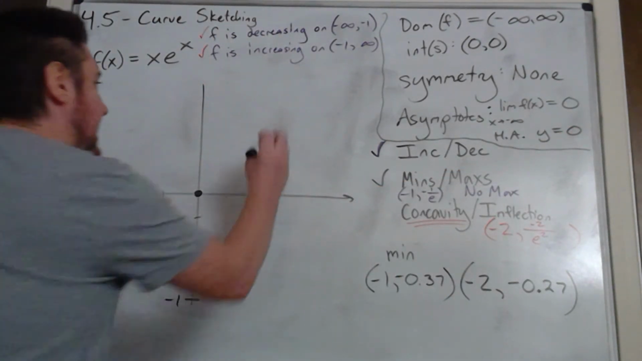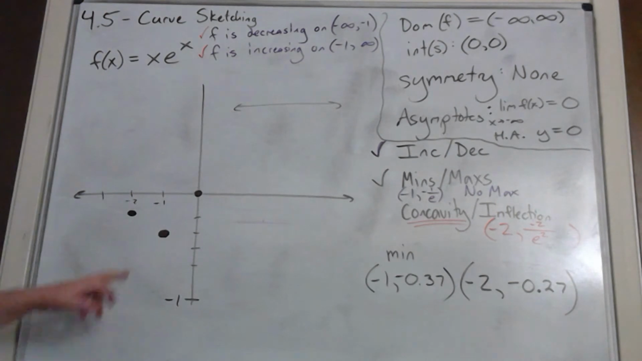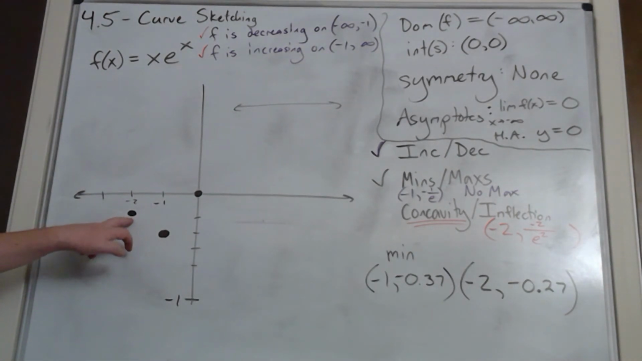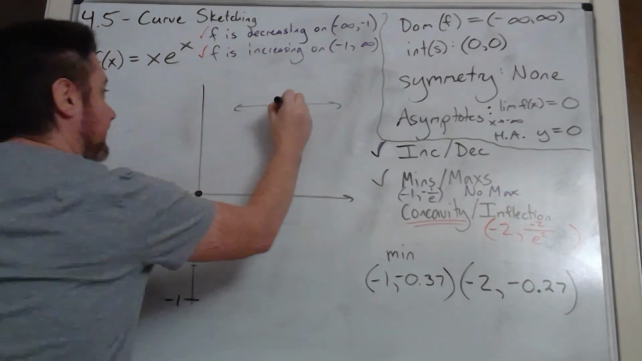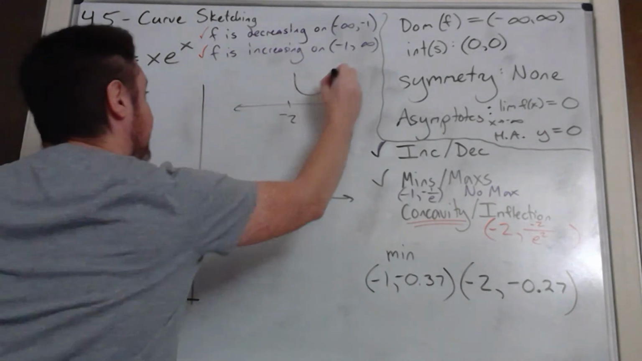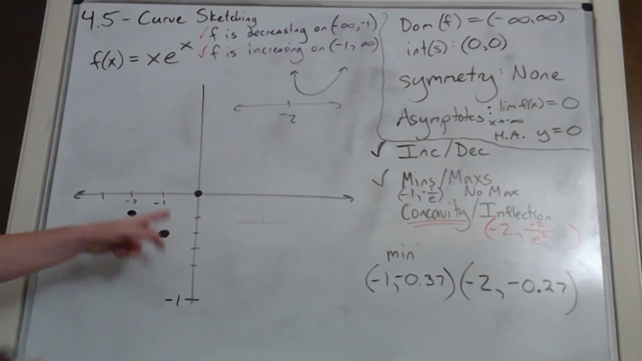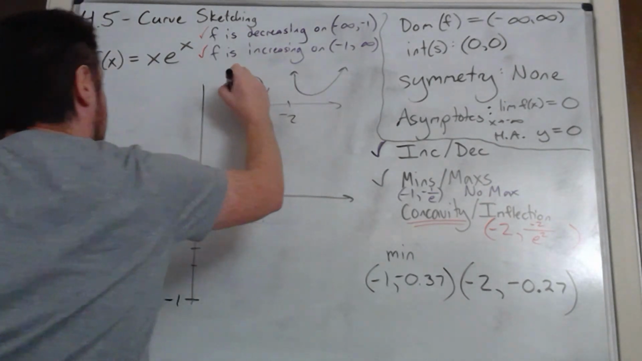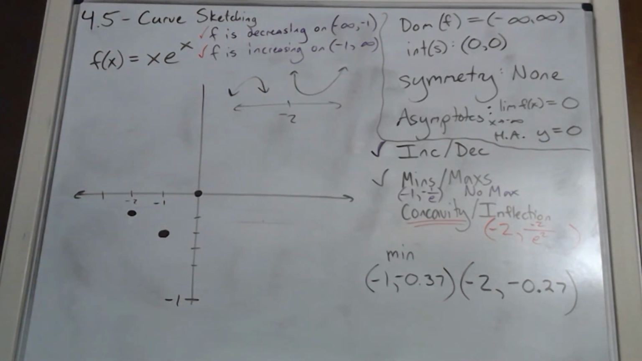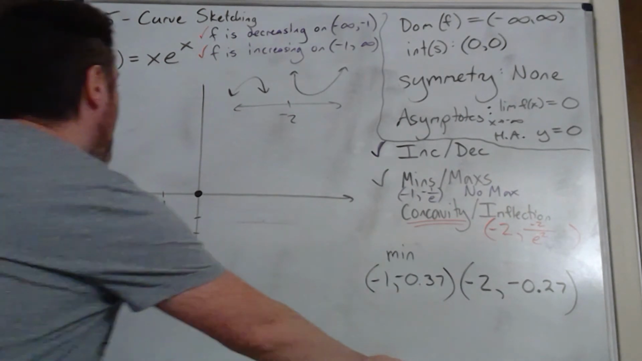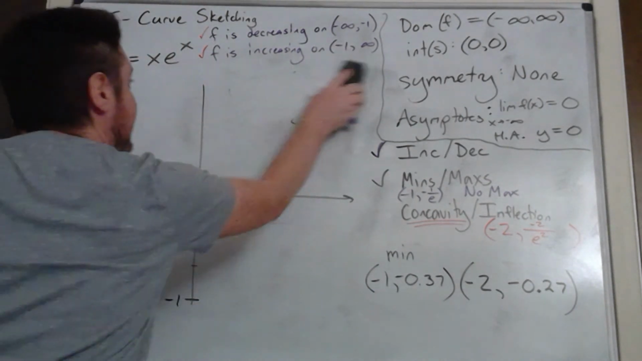I erased the concavity test, but when we found that this thing was an inflection point, remember this point to the right of this, we were concave up, which jived with the fact that we had a minimum right there. And this was concave down. Right? So I want to do my best now when I graph this thing to try to show that concavity and maybe try to show the switch here.